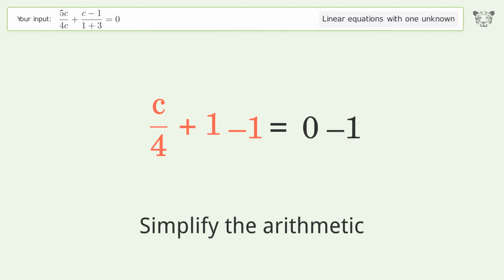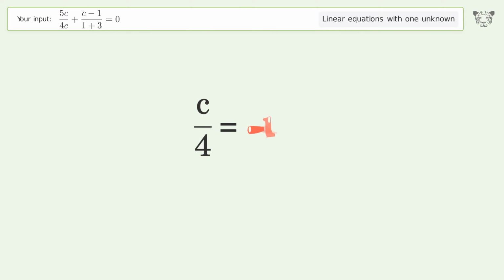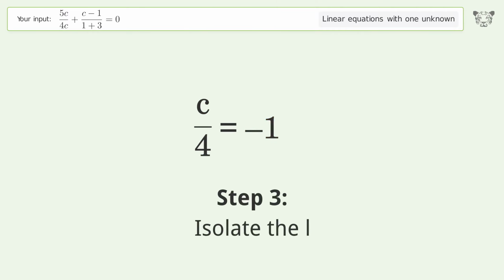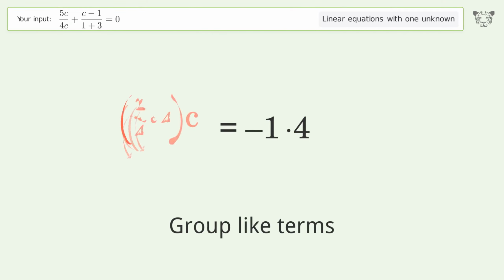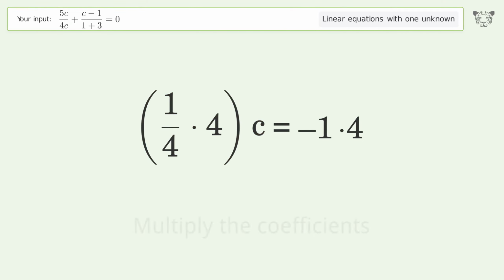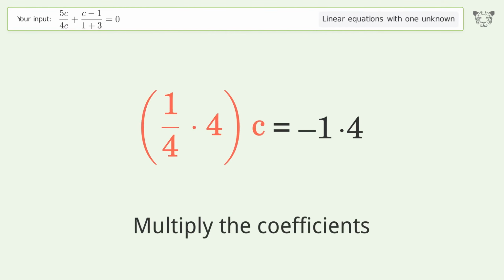Simplify the arithmetic. Isolate the c. Multiply both sides by 4. Group like terms. Multiply the coefficients.